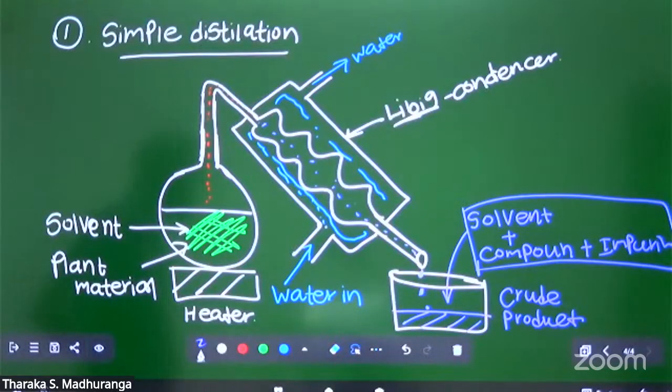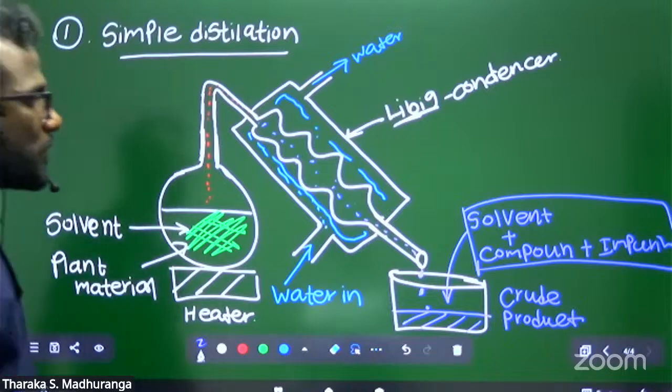Okay. Complete drawing. If you complete it, send a message.